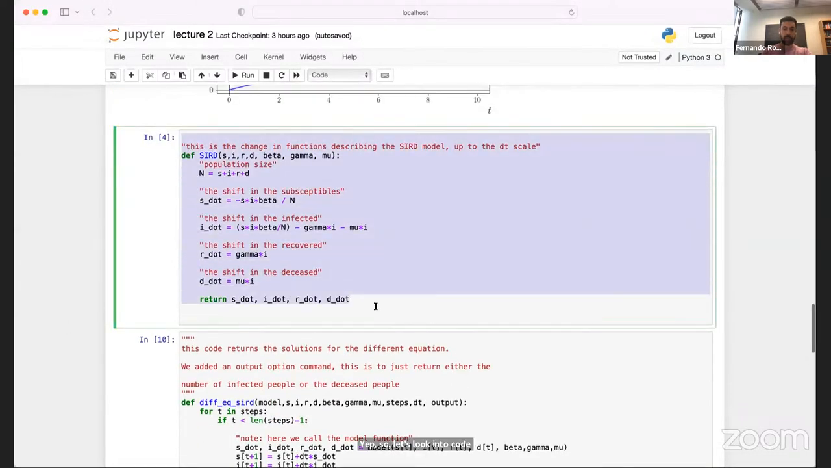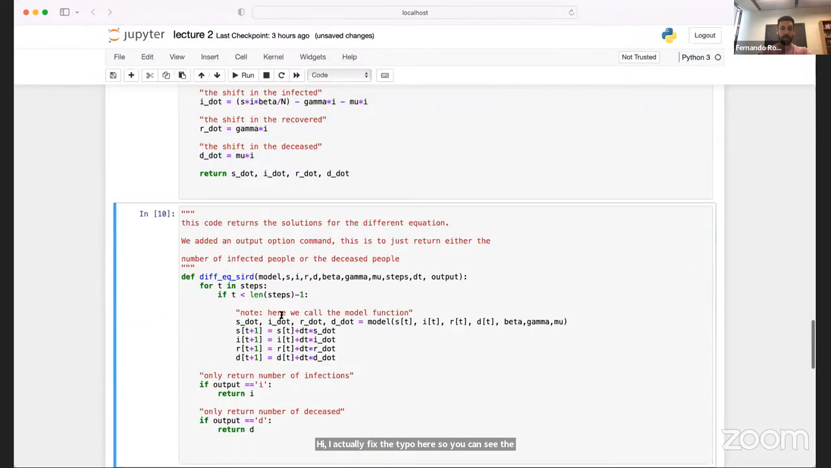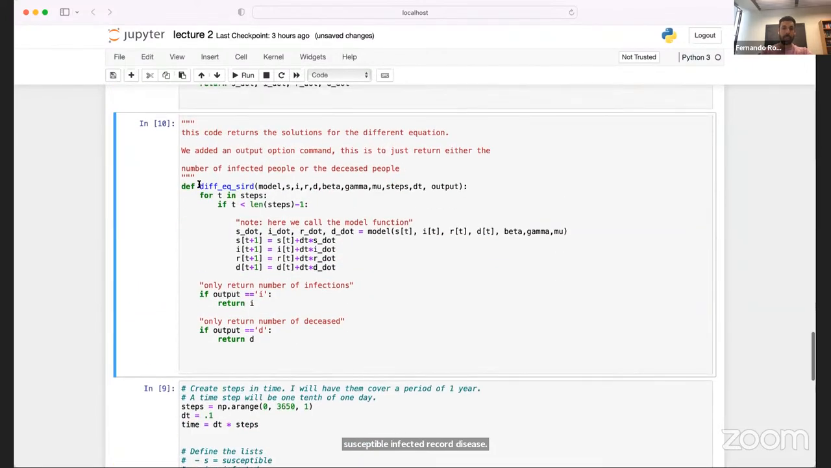So this is the function that we were just talking about, the third function where you have different changes. I actually fixed the typo here. So you can see this is susceptible, infected, recovered, deceased. Now we have here the differential equation. So we have a solver. You could think of changing this function a little bit.